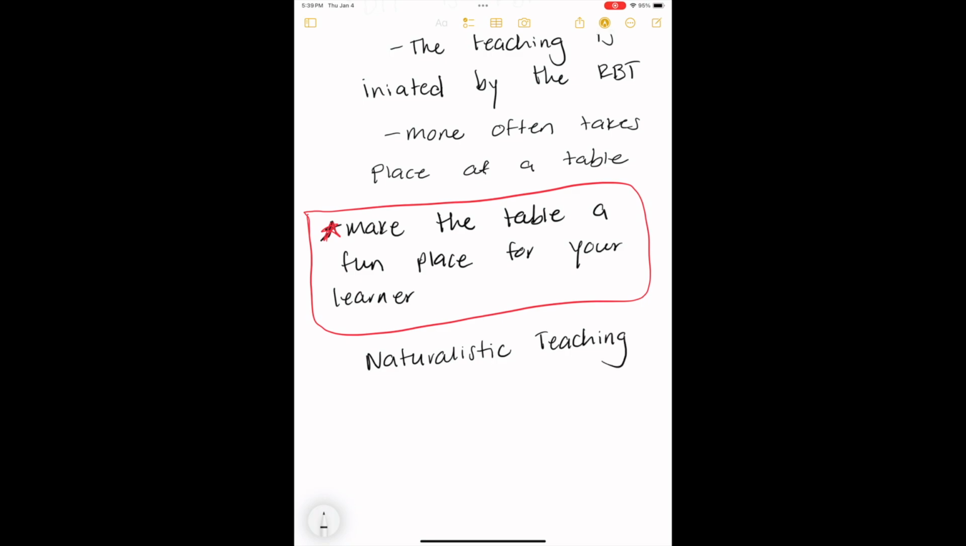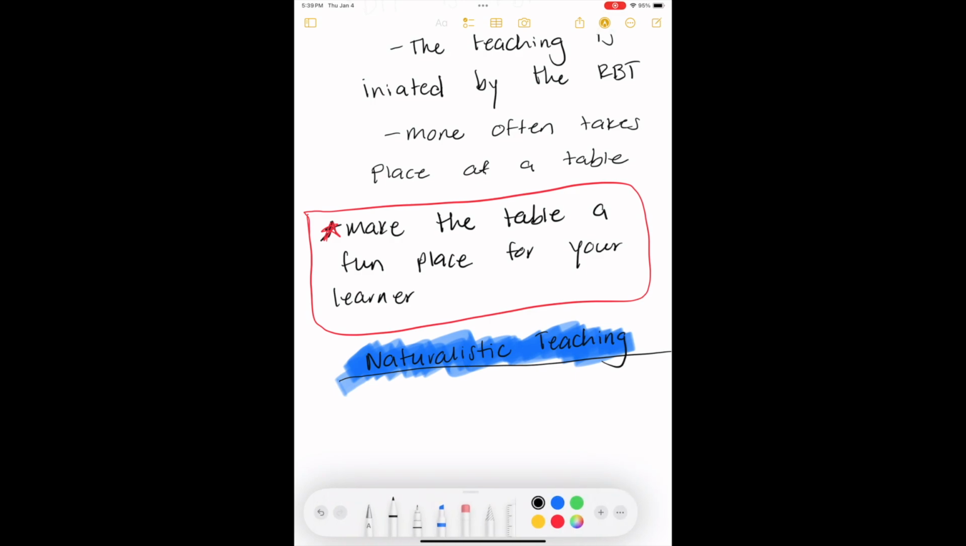So for naturalistic teaching, whoever's conducting the competency assessment might ask you, what is NET? And they might not say naturalistic teaching. It's the same thing as with DTT. They might say, what is NET? And you would say natural environment teaching, right? Because that's how we learn it. That's how I learned it. So if they ask you, what is NET? You're going to say natural environment teaching.